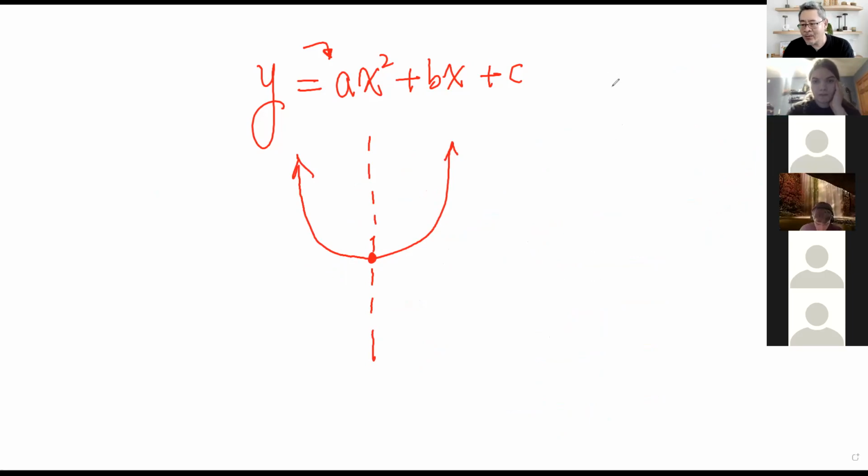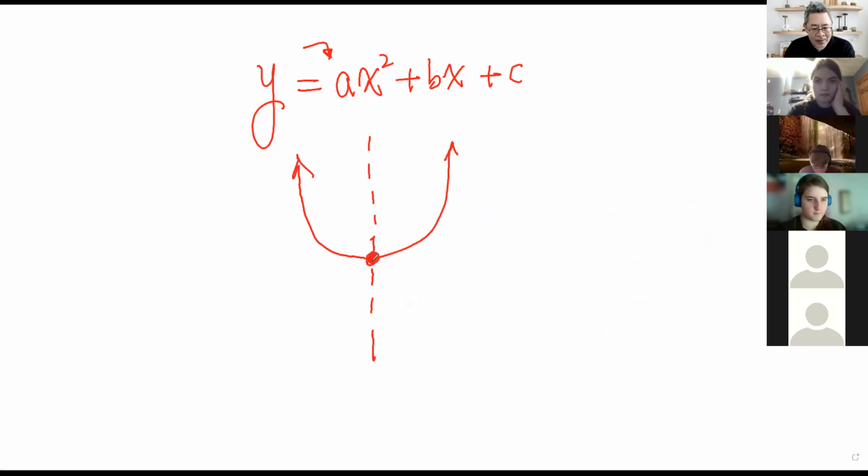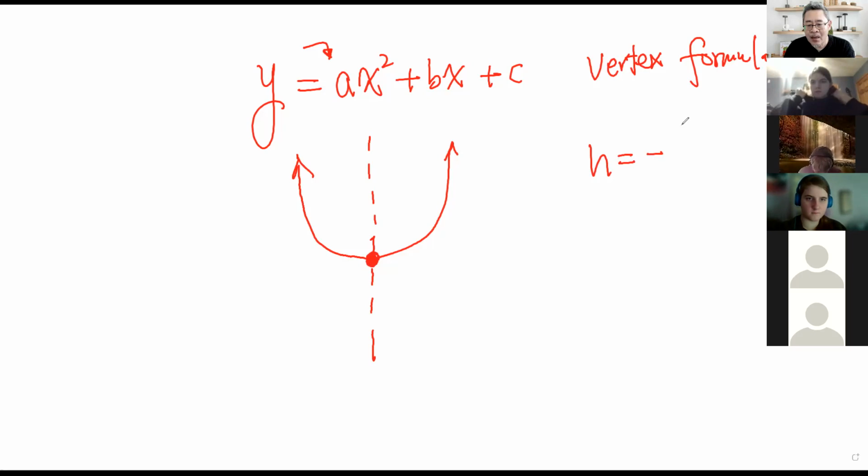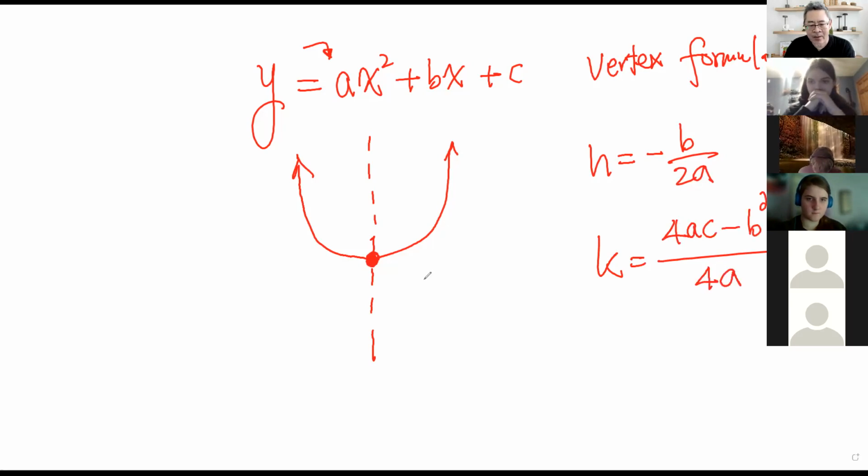And so far, we have learned how to find the vertex point. That's called the vertex formula. h is minus b over 2a, and k is 4ac minus b squared over 4a. Once we figure out where the vertex is, this line will be the axis of symmetry. So we find that.